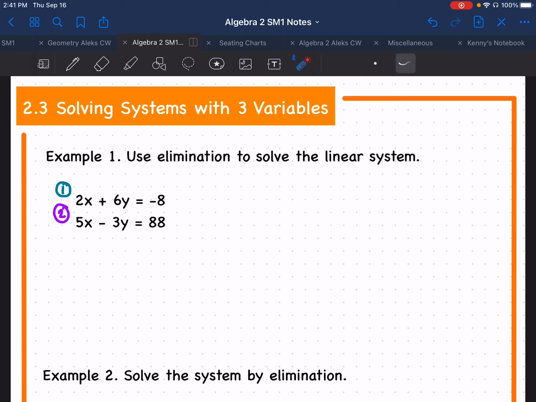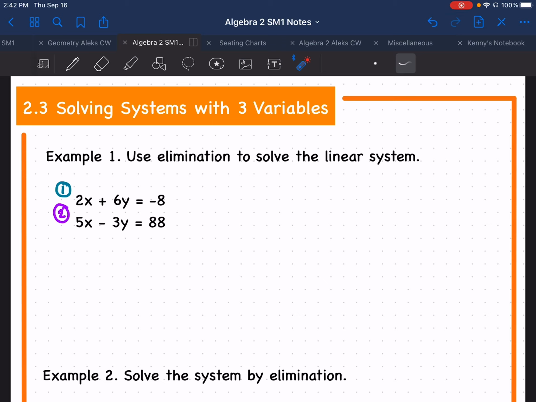And what we're looking for is the same coefficient in front of the variable. So let's take a look at our x's first. I see a 2 and I see a 5. That is not the same coefficient. Let's go ahead and look at our y variable. I see a 6 and I see a 3. Once again, not the same coefficient.